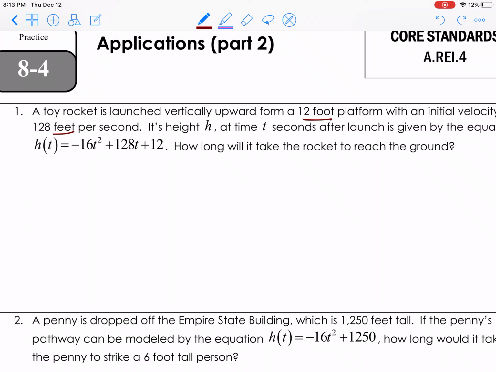The question says, how long will it take the rocket to reach the ground? How long to reach the ground? Okay, so we want to know the length of time that it takes until we get there. So we want our x-intercept, or our solution, or our 0, or any of those. So to solve this one, I recommend using the quadratic formula.